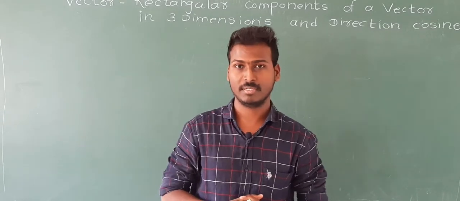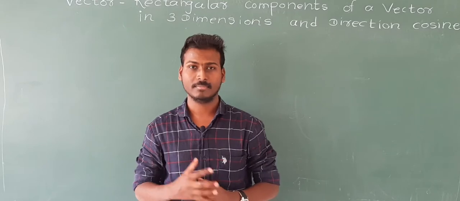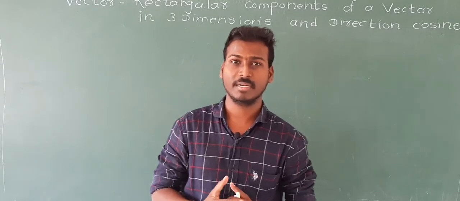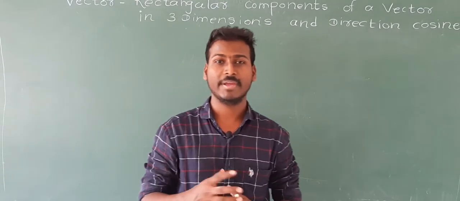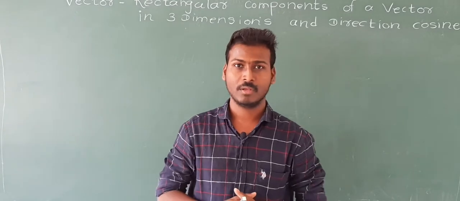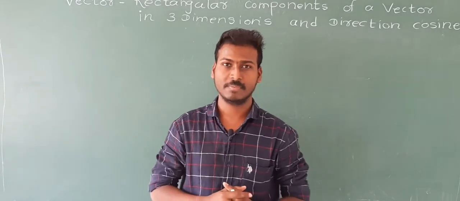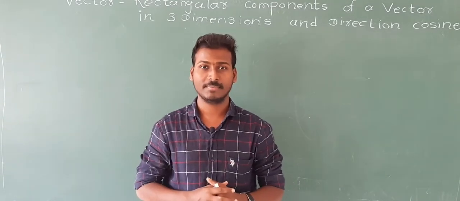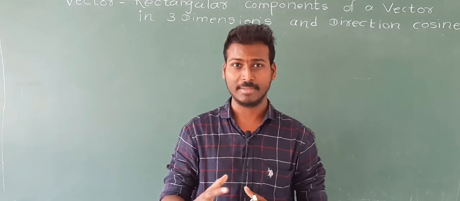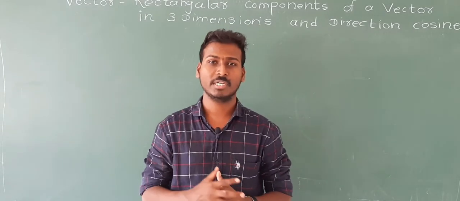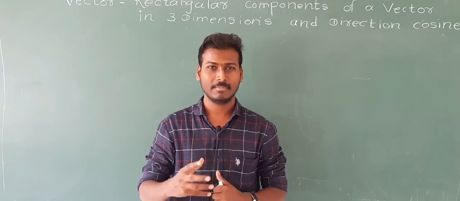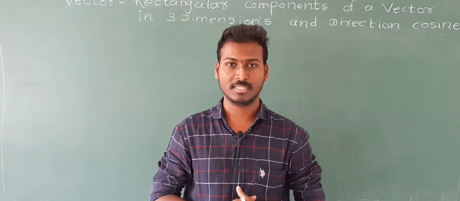Till now we have covered the 11th part, and the next part is the representation of a vector in three-dimensional space, or rectangular vector in three-dimensional space, as well as another concept, direction cosine. So today we are going to cover these two points and some examples related to these two concepts.